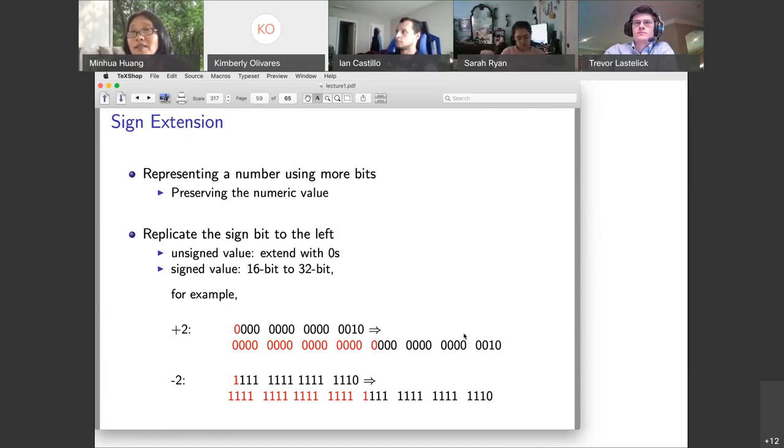But in some cases, as you will see later, the data is not necessarily 16 bits. In some cases, it is fewer than 16 bits. So how can you handle it? Definitely you're working on a 16-bit system, but your data is not.